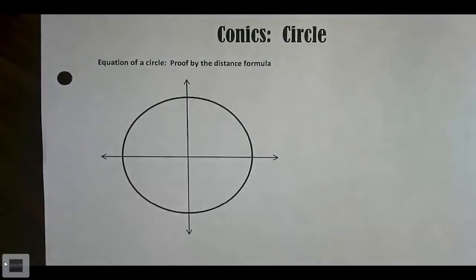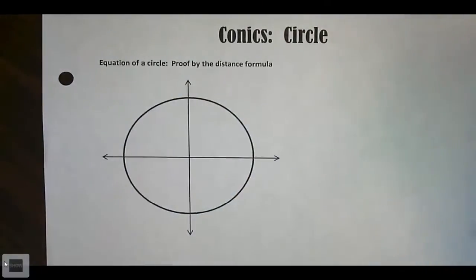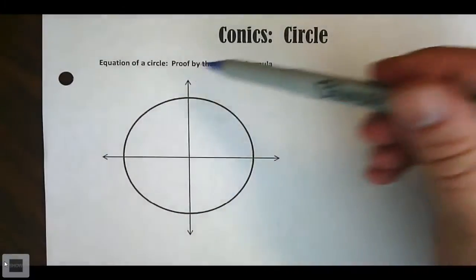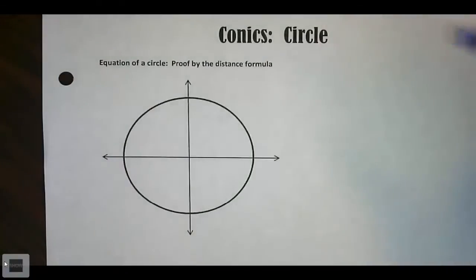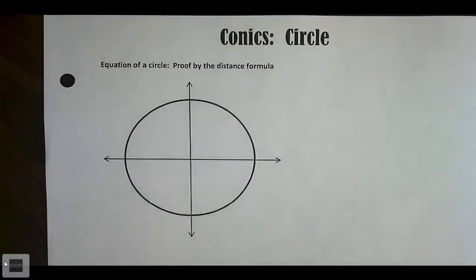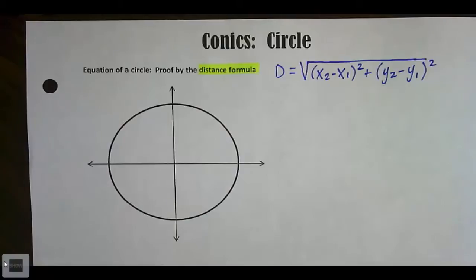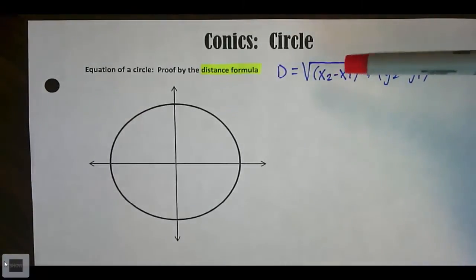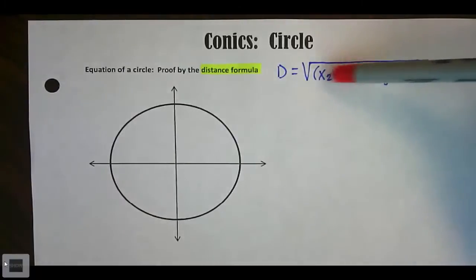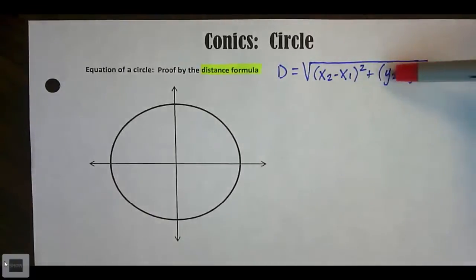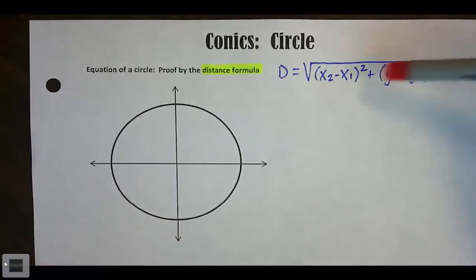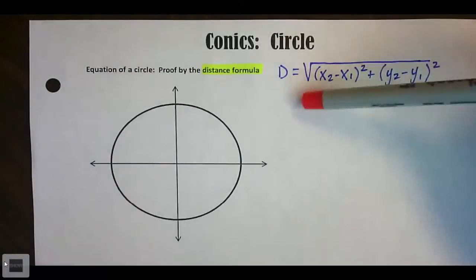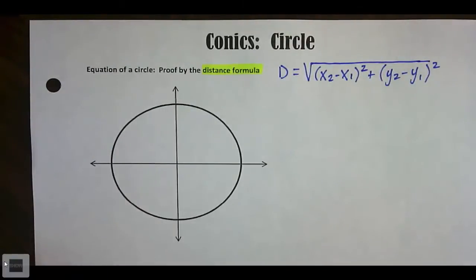So we are going to take the equation of the circle, what I gave you on the note card, and we're going to prove it by the distance formula. So we need to make sure we remember what the distance formula is. If you remember the distance formula right here, I'm basically going to subtract some x's from each other, square that result, subtract the y's from each other, square that result, add those two things together, and take the square root to figure out what that distance actually is.